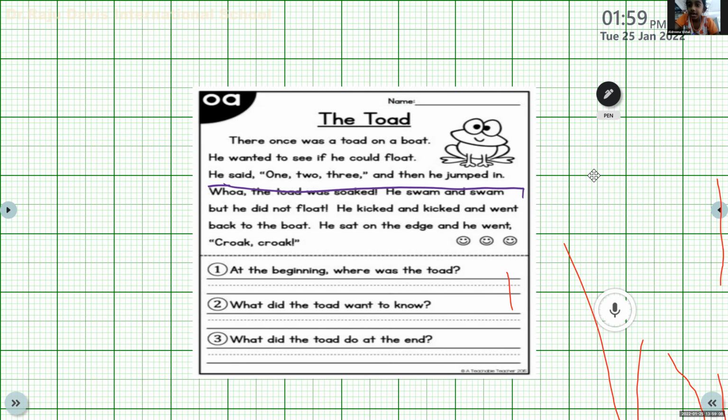There once was a toad on a boat. He wanted to see if he could float. He said one, two, three. And then he jumped in. Good. Keep up reading. You're welcome.